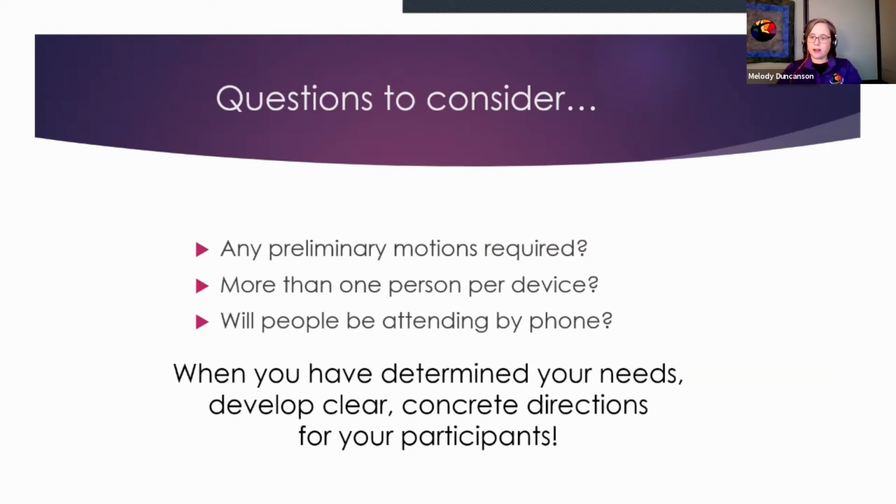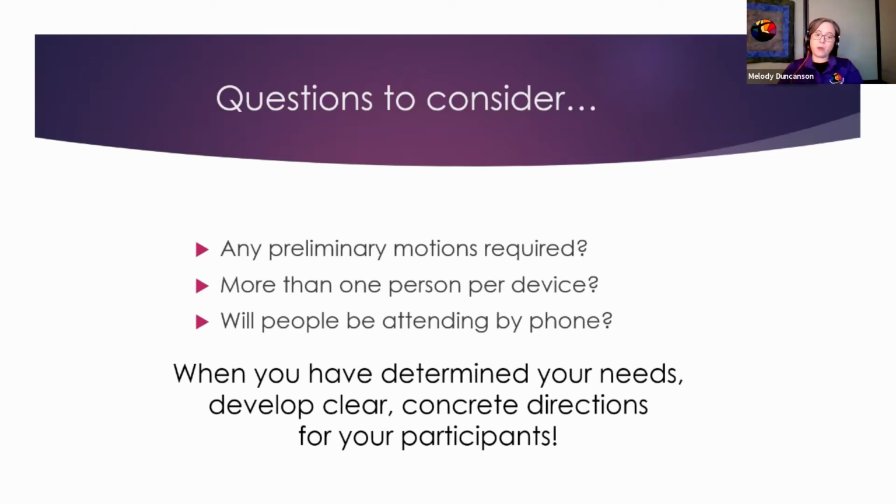Consider the questions. What actually needs to happen? Are there preliminary motions that are required? Is there going to be more than one person on a device? So for example, if you have a couple sharing a computer at home, do you have some way of managing their voting as separate entities? We'll talk a little bit about that. Will you have people attending by phone? And if you do, there are some protocols you'll have to consider around how you can include people on the phone in their voting.